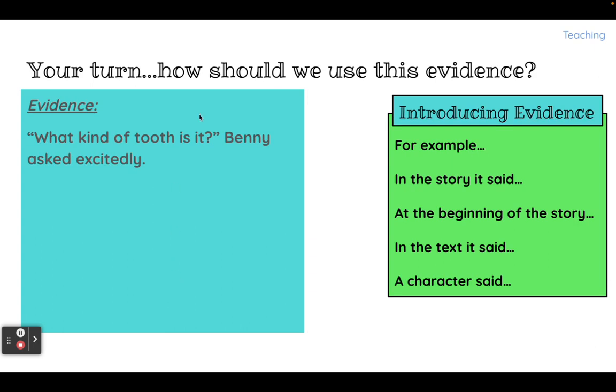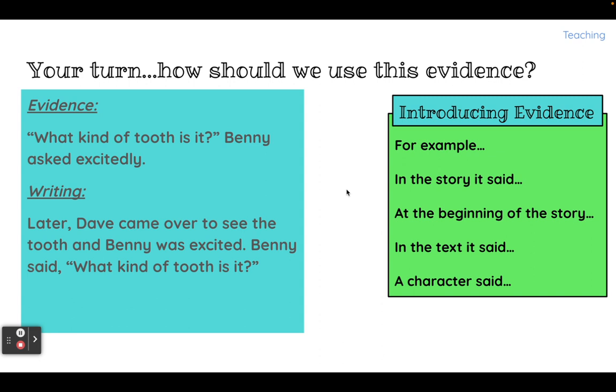So let's look at this one. So the evidence that we want to use is, what kind of tooth is this? Is it? Benny asked excitedly. So this is a piece of evidence to show how Benny's feelings have changed. How would I want to introduce this piece of evidence? Would I want to say, for example, what kind of tooth is it? Benny asked excitedly. Or use in the story it said, or at the beginning of the story, or in the text it said, or even a character said. How would I introduce that? Okay, so let's talk about it.